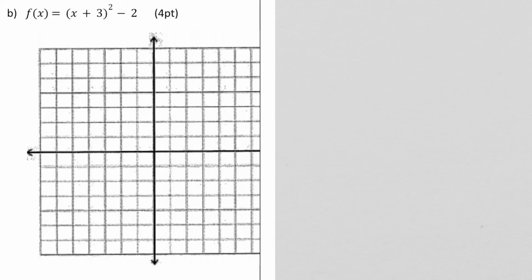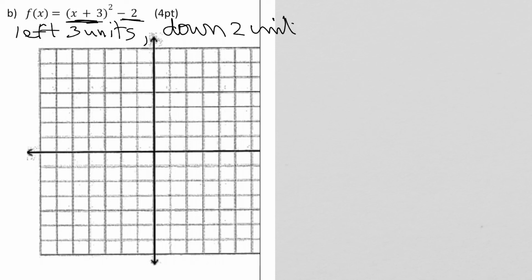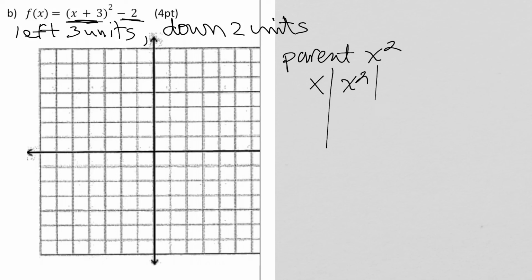We have 2 different things going on here. We have a plus 3 on the inside, so that means left 3 units. And then we have a minus 2 on the outside of the function. That means down 2 units. So these are the 2 movements I'm using here. All right, what's the parent function? X squared graph. And again, if you didn't know any points, we could choose definitely some negatives and positives.